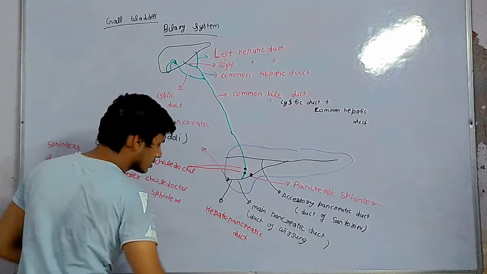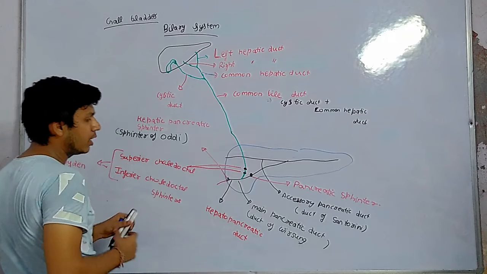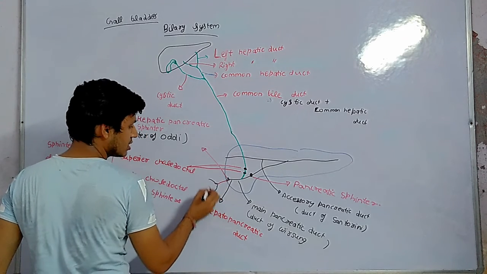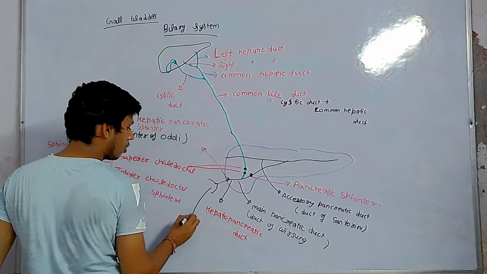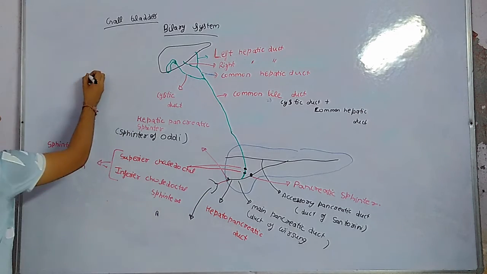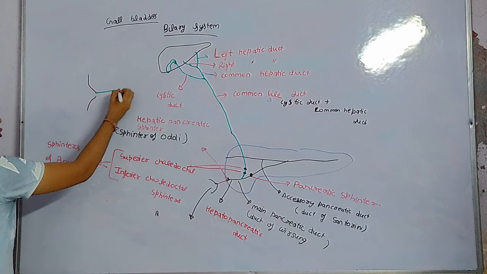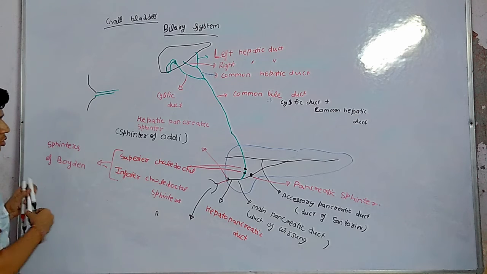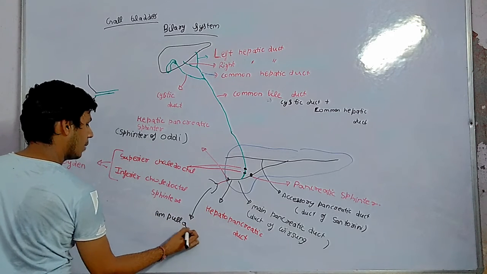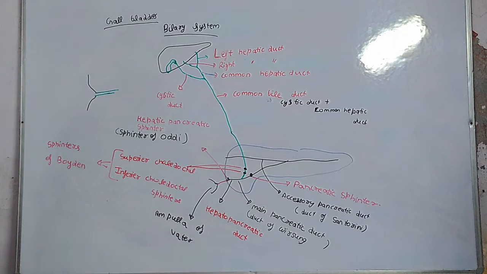Now this duct opens into the duodenum. Where it opens, there is a deviation inside the duodenum. This deviation is called the ampulla of Vater, where this hepatopancreatic duct opens. Let's say this is the duodenum, and here this duct opens. So this is called the ampulla of Vater, where the sphincter of Oddi is also present.